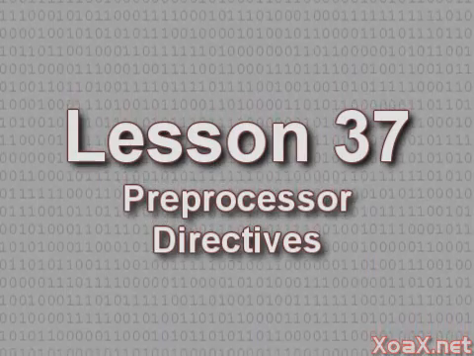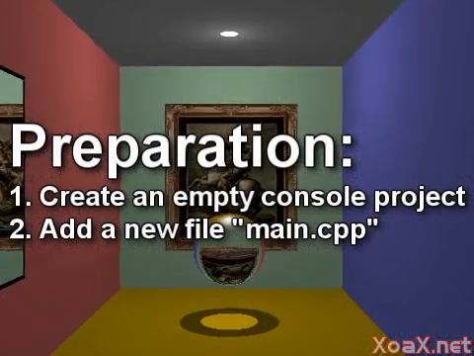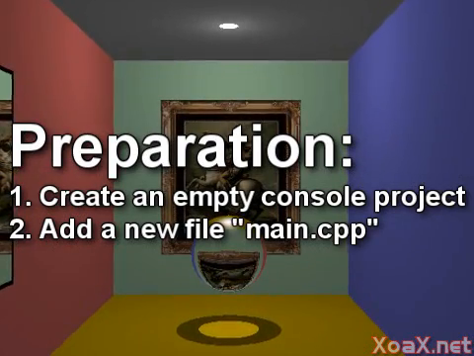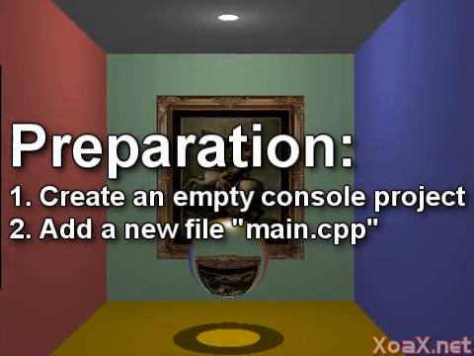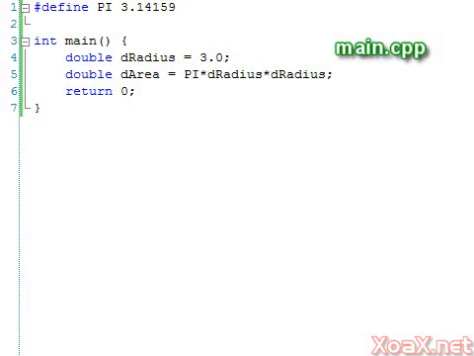Lesson 37, Preprocessor Directives. To follow along with this lesson, you will need to create a new console project and add a new file named main.cpp to it, as we did in Lesson 1. Preprocessing occurs before the code is compiled, and preprocessor directives are preceded by this symbol, which is sometimes called a pound, sharp, or number sign.